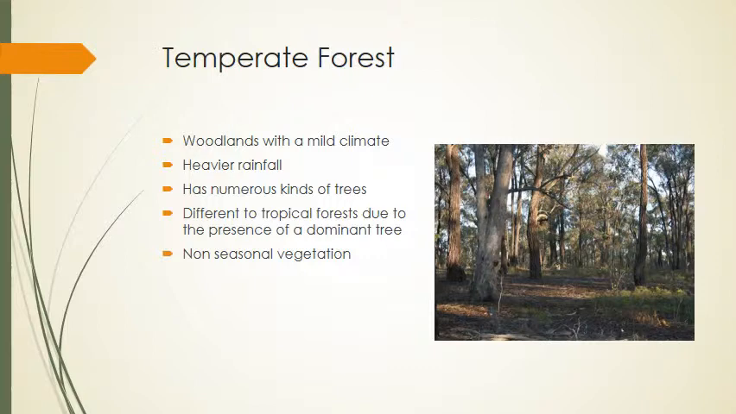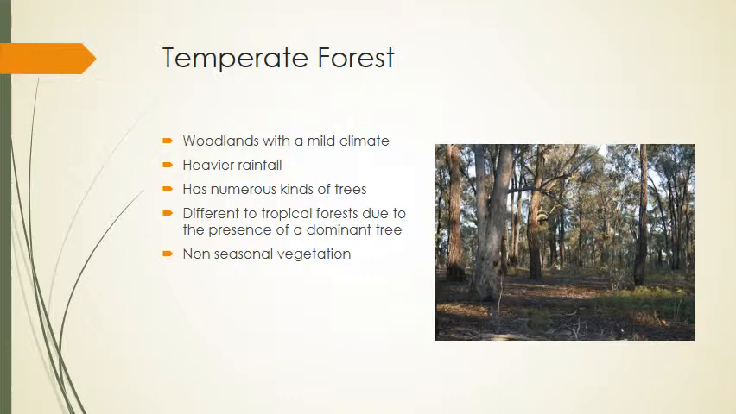Our temperate forests are woodlands that have a mild climate. They tend to get heavier rain than you do in the desert areas, and they have a variety of different trees, but tend to have a dominant kind of tree. So you can see in this photo there's a lot of mountain gums, and there's not much in the way of other types of trees. They all tend to be a type of gum tree out there. And there's no seasonal vegetation, so things that grow in winter and then die and then come back in the summer or whatever, they don't exist there.